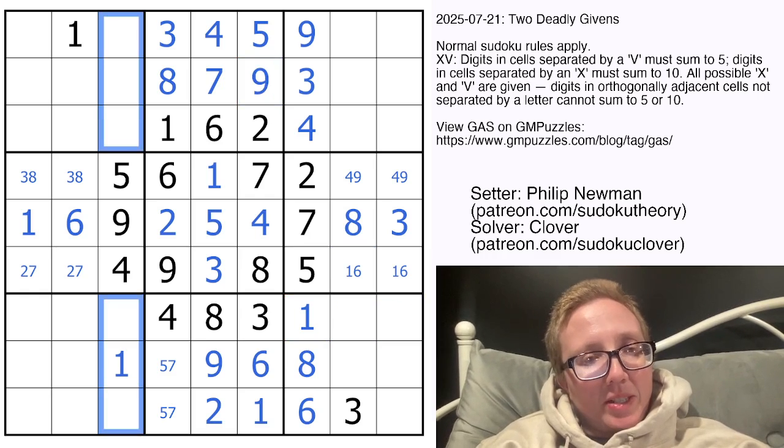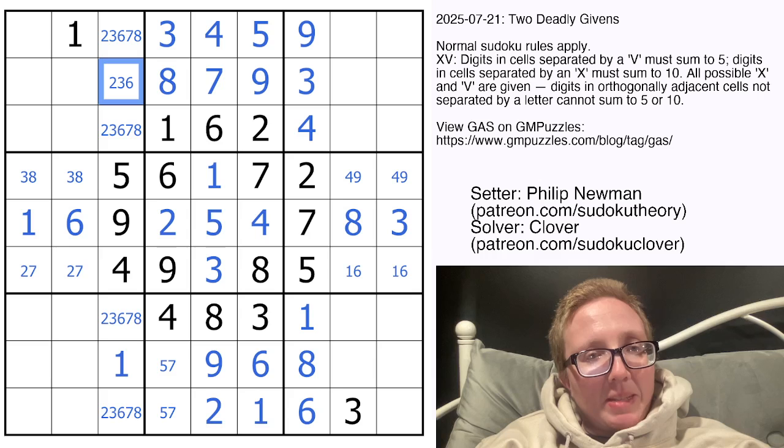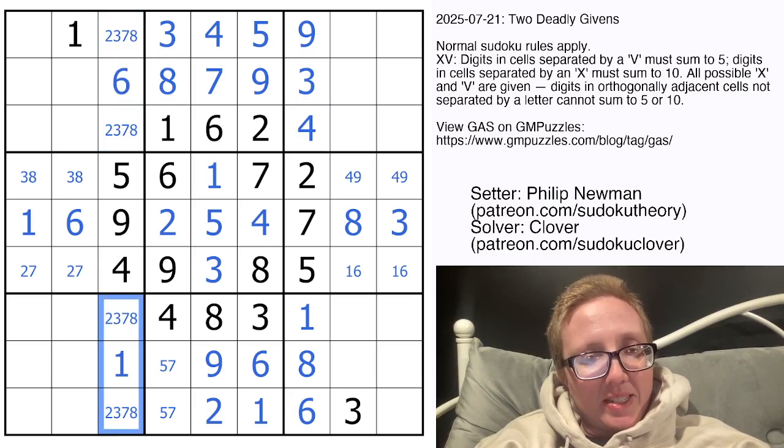Now if we look at this column, we need 2, 3, 6, 7, and 8. That can't be 7 or 8 because those appear in the row. It also can't be 3, and it can't be 2 because it touches a 6. So that makes this a 6.